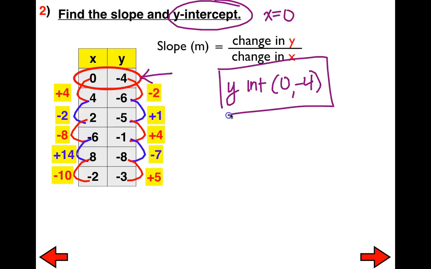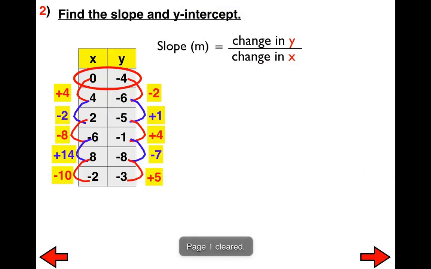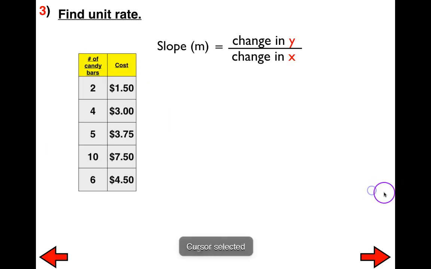So there we have it. Our y-intercept is (0, -4), and we did get the slope to be -1/2. So those should be the two answers for this problem. Okay, now I think we're finally done with number 2. Now for number 3, what I want you to do is go ahead and attempt this by yourself.